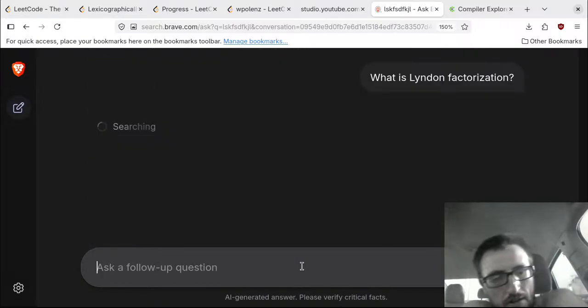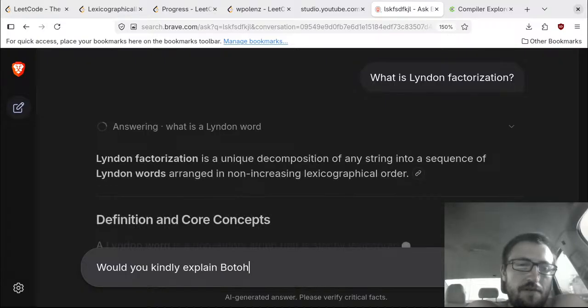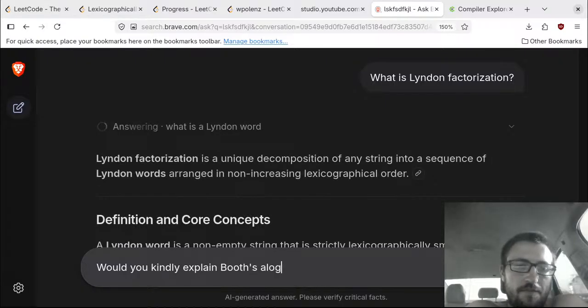Would you kindly explain Booth's algorithm and Duval's algorithm?